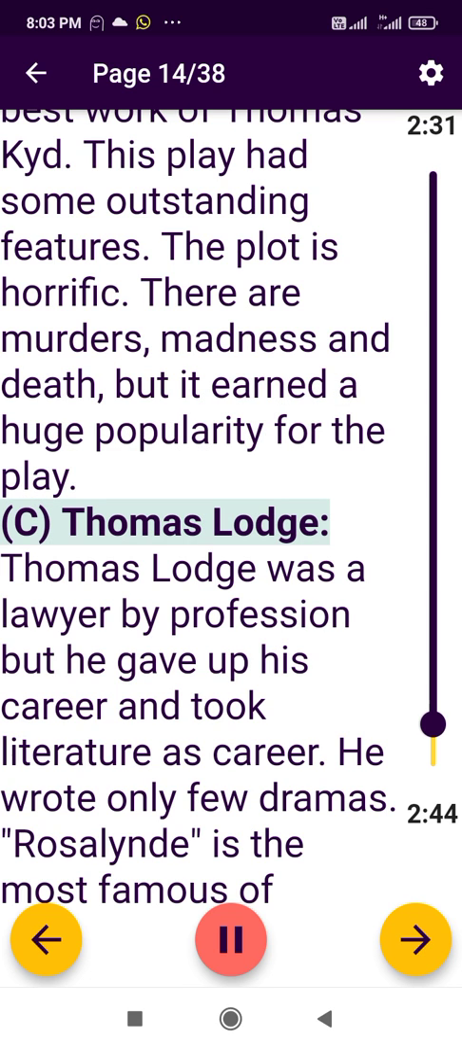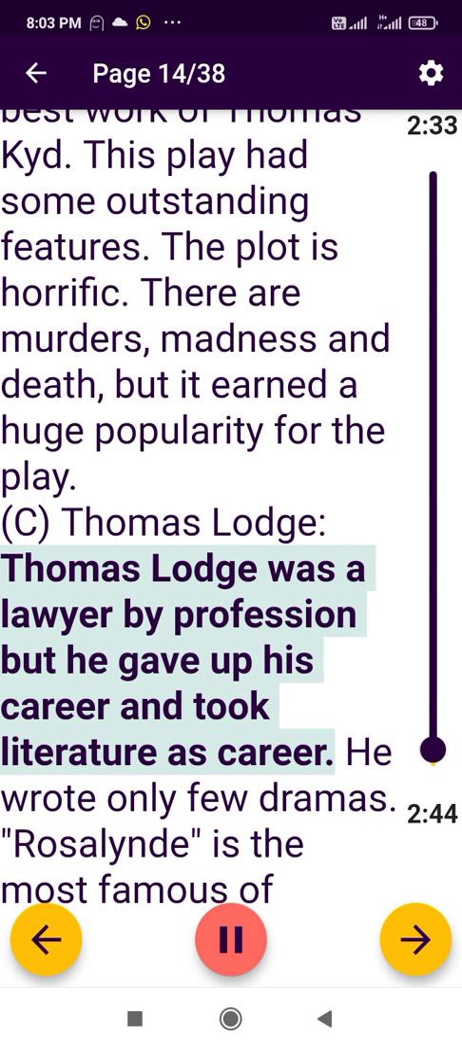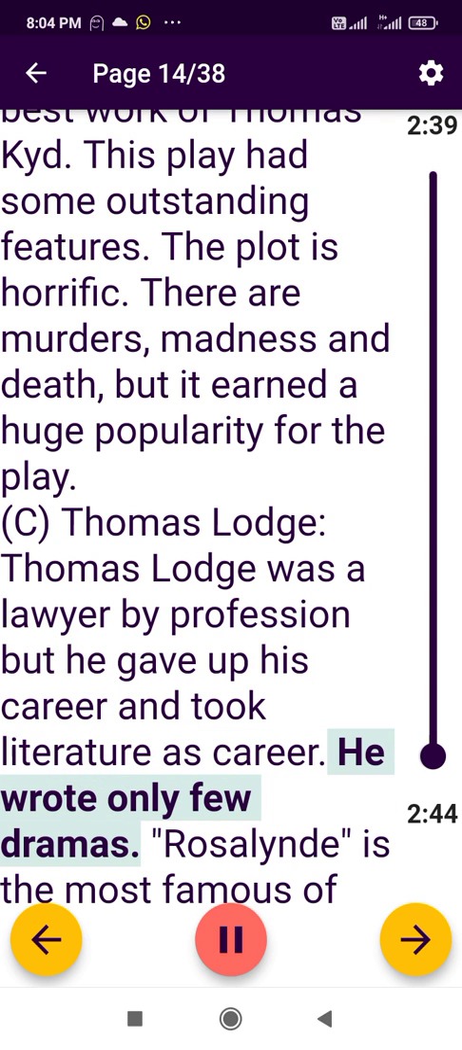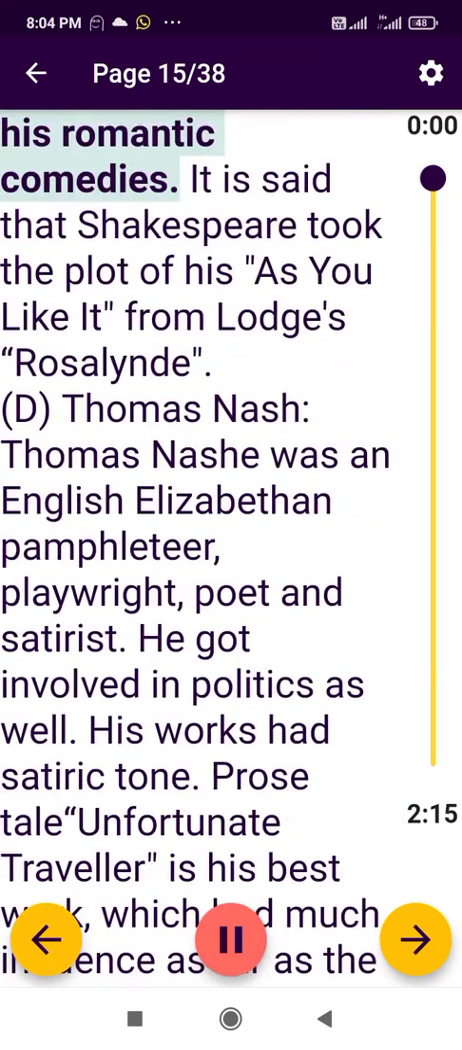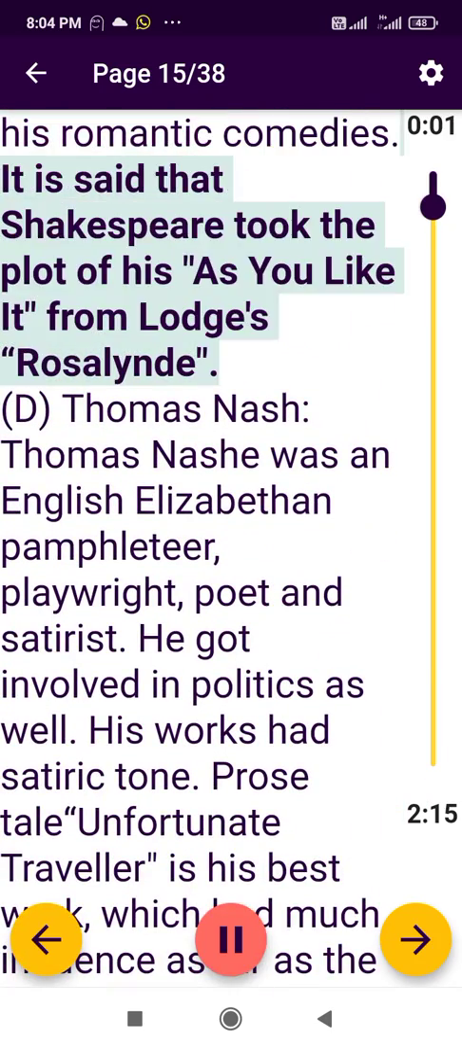C. Thomas Lodge. Thomas Lodge was a lawyer by profession, but he gave up his career, and took literature as career. He wrote only few dramas. Rosalind is the most famous of his romantic comedies. It is said that Shakespeare took the plot of his As You Like It from Lodge's Rosalind.